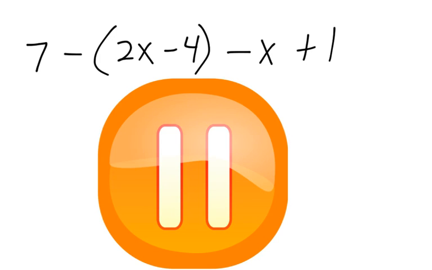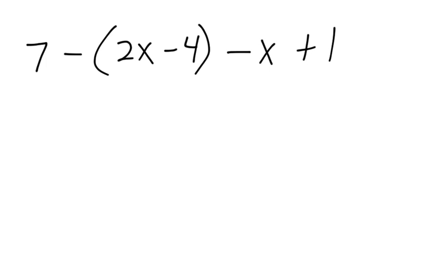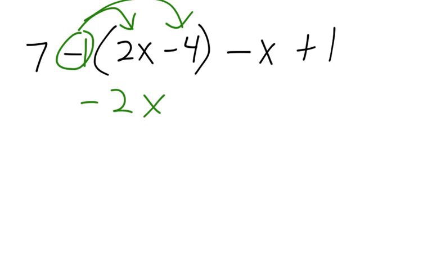All right, and now for the solution. It's really a negative 1, and I'm going to circle it and distribute it. So negative 1 times 2x is negative 2x. Negative 1 times negative 4 is plus 4. Now I just bring everything else down. So I bring down the 7. I've already used that negative sign, so I'm done with it. I bring down the negative x. I bring down the plus 1.